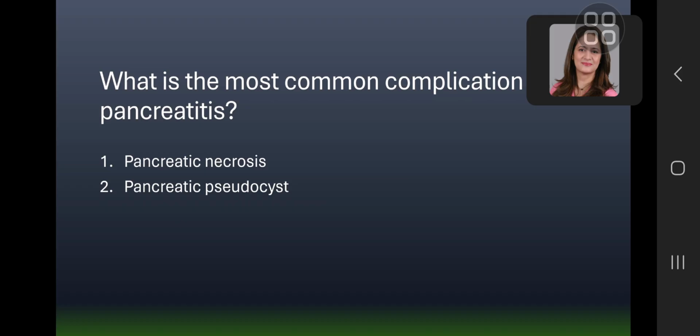Can you guys see my poll? I think, Danish, you just go back and then run the, yeah, that's now we can see that. Now we can see the poll.